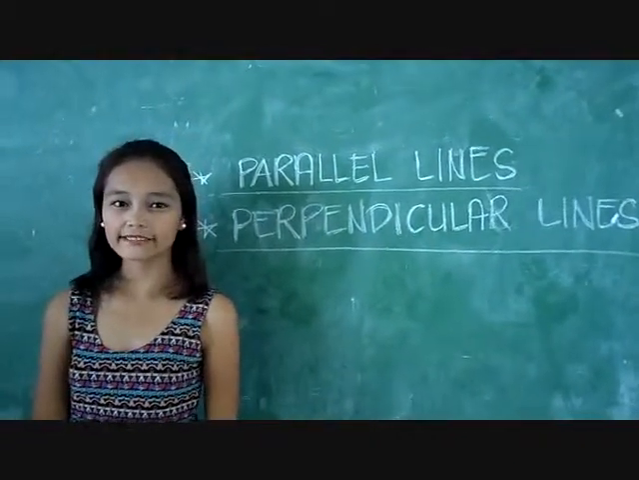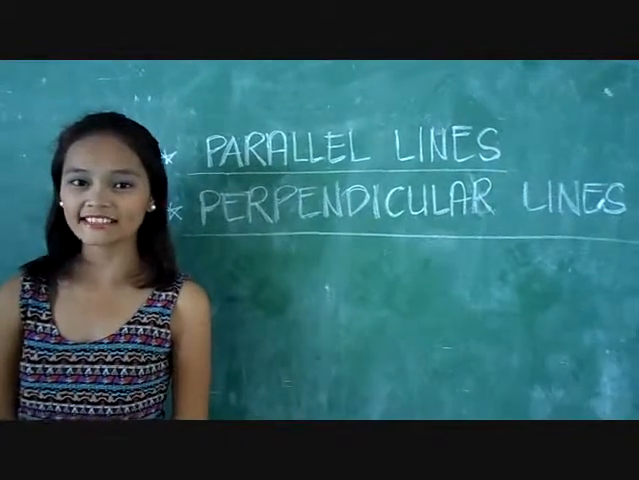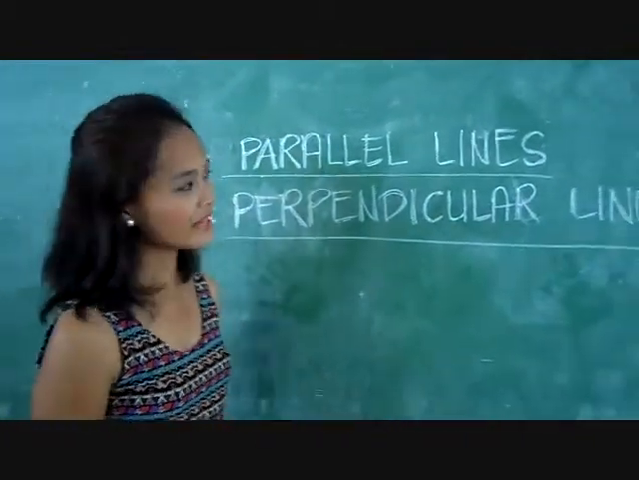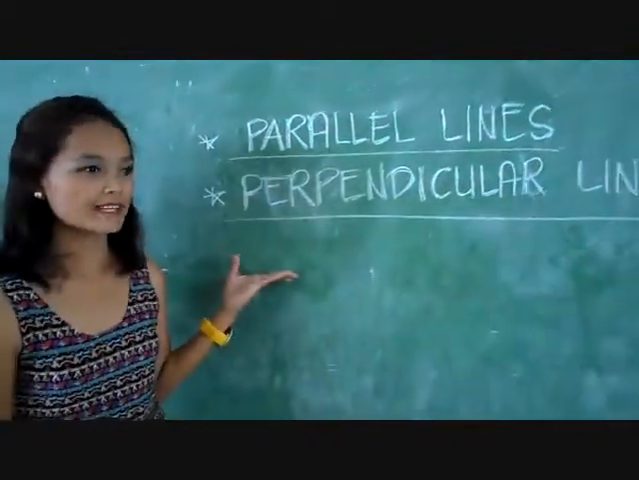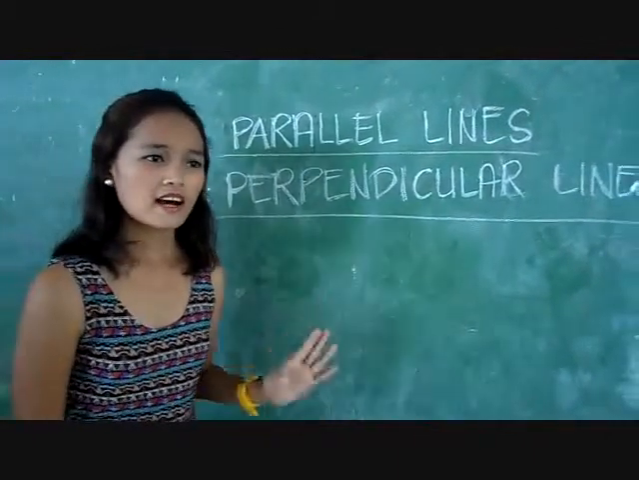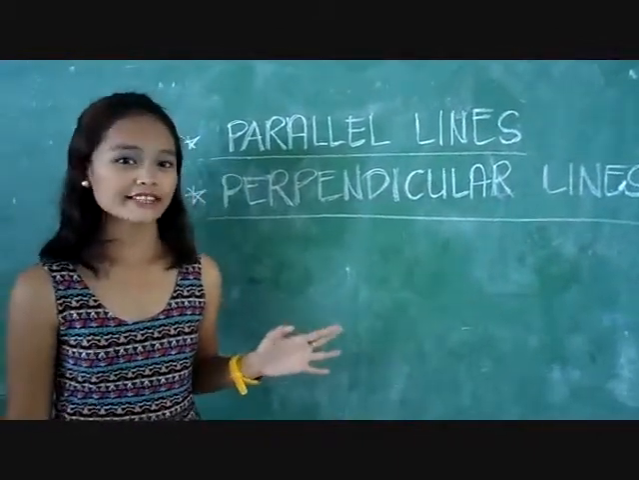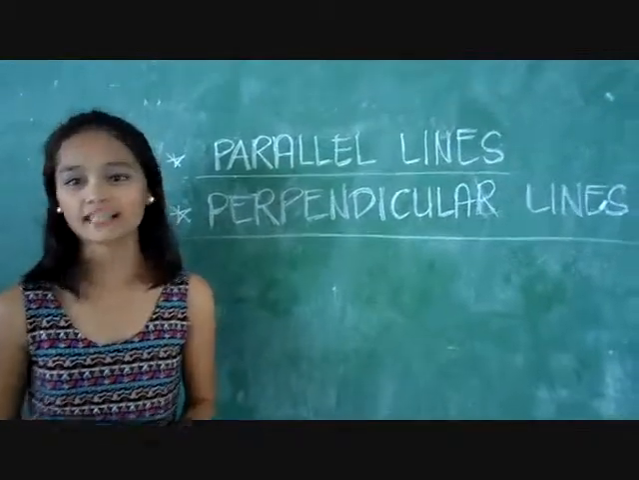Parallel lines are lines that do not meet, however they are extended to its opposite sides. Next is perpendicular lines. Perpendicular lines are usually lines that do intersect and form four right angles.